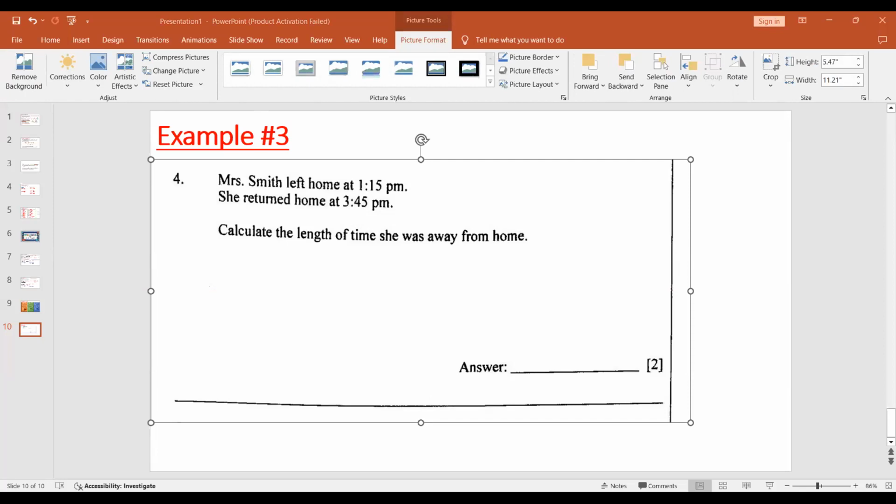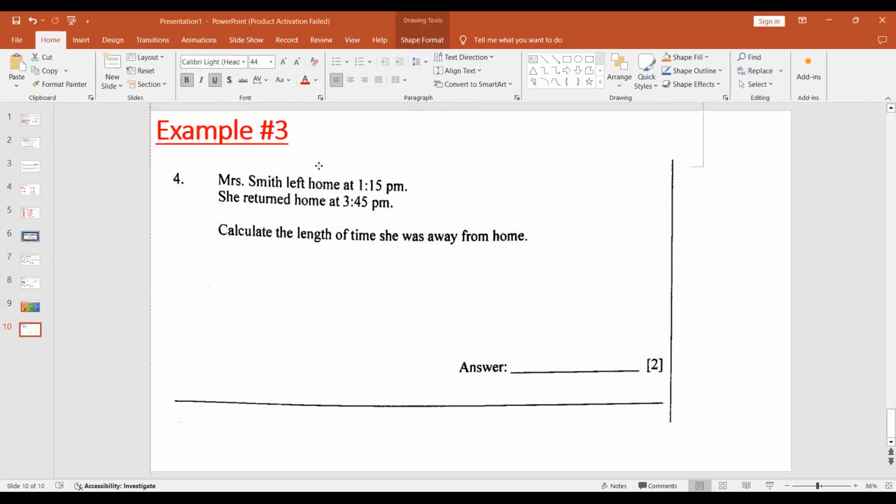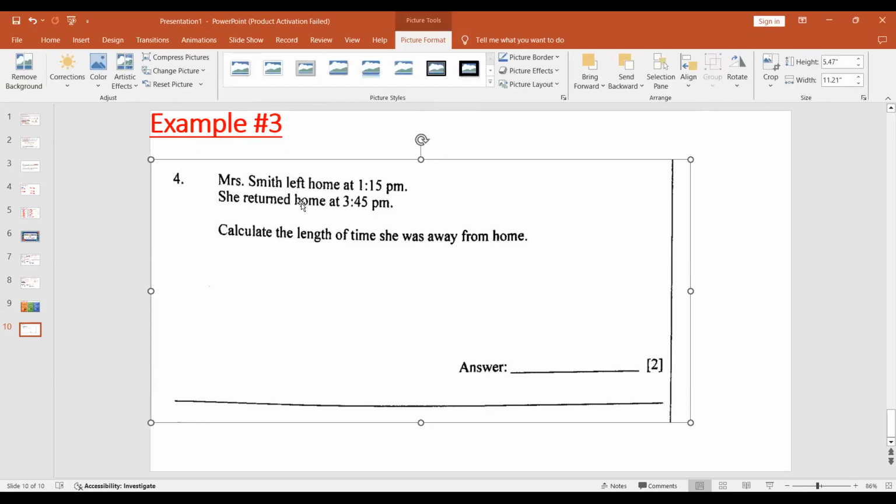All right, so I need you to tell me what is the first thing we're gonna do. Are we gonna add, subtract, multiply, or divide? Subtract. We're gonna subtract. Very good. So Mr. Smith left home at 1:15. He returned home at 3:45 p.m. Calculate the length of time he was away from home. So what we're gonna do, we're gonna subtract. Very good.